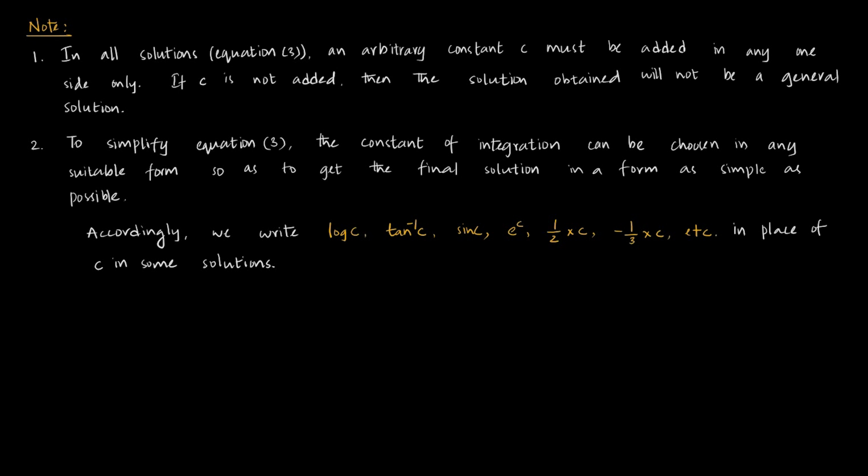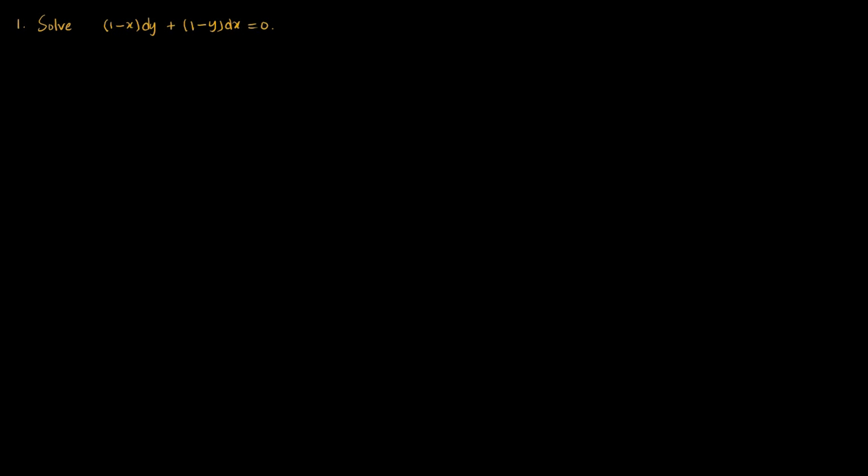Now let's understand solving the differential equation of first order and first degree with some examples. The first one is: solve (1 minus x) dy plus (1 minus y) dx equals 0. Given differential equation is (1 minus x) dy plus (1 minus y) dx equals 0.